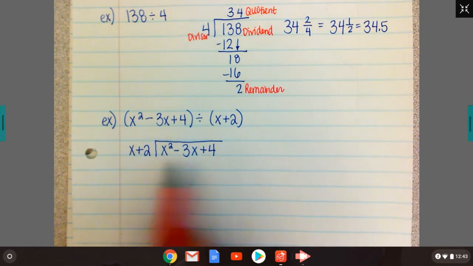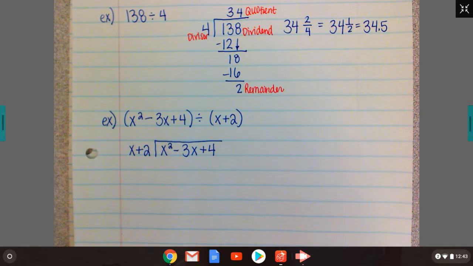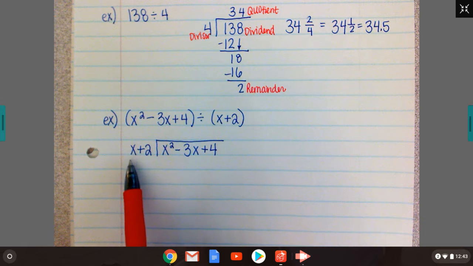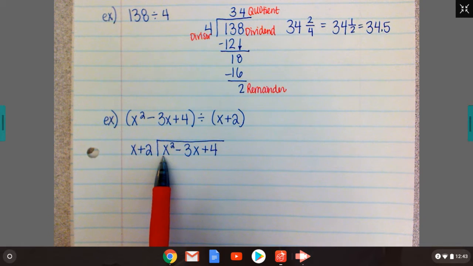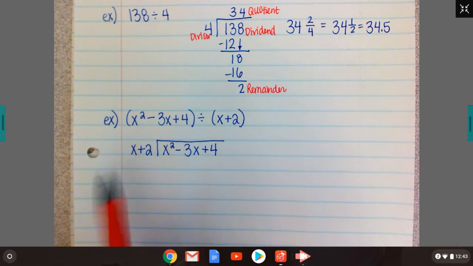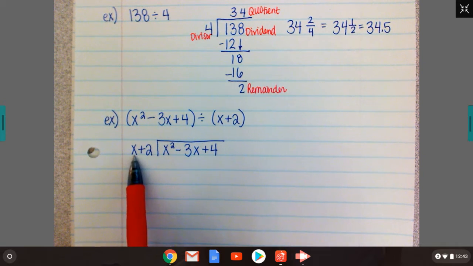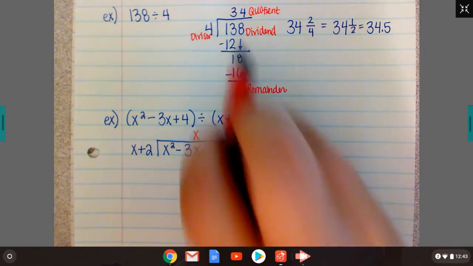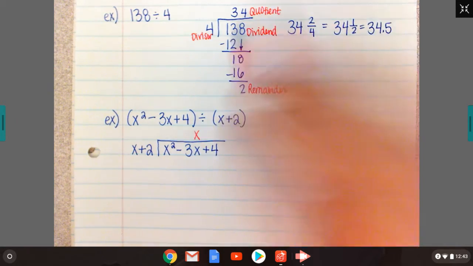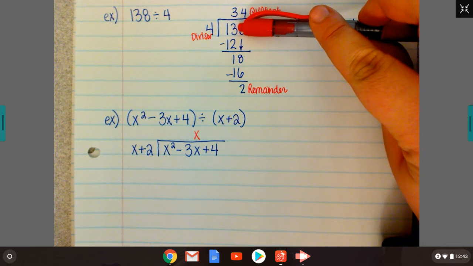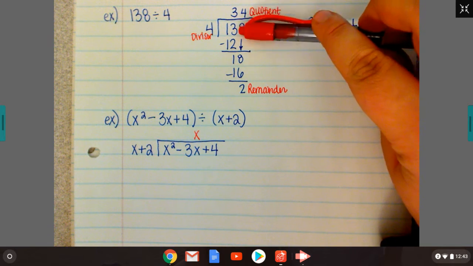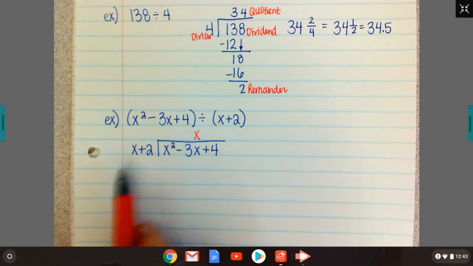So x plus 2 goes into x squared minus 3x plus 4. There's my favorite math word, goes into. It's not really a word, but I like to think it is. So we've got x times what is x squared? I would need an x. x times x is x squared. So I'm going to put that x above the x column, just like over here when I was having 4 go into 13. In that case, the 3 was the ones column, so I put my 3 above it. So we're going to play off that here.